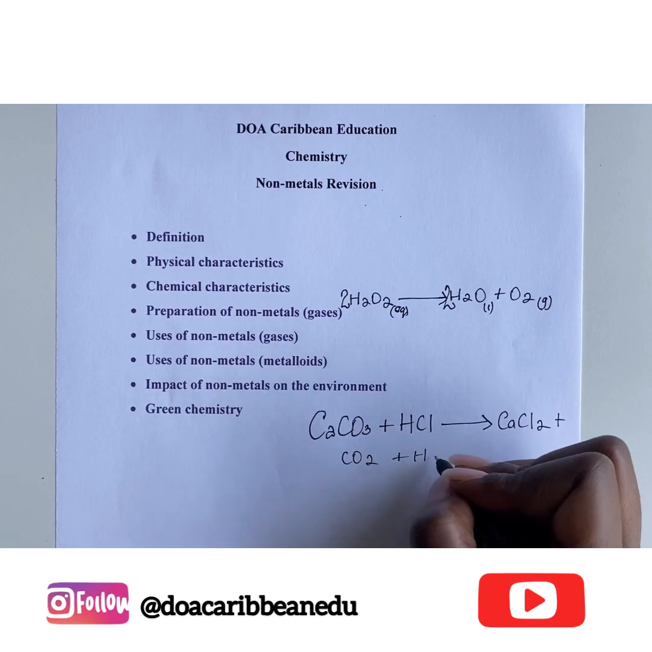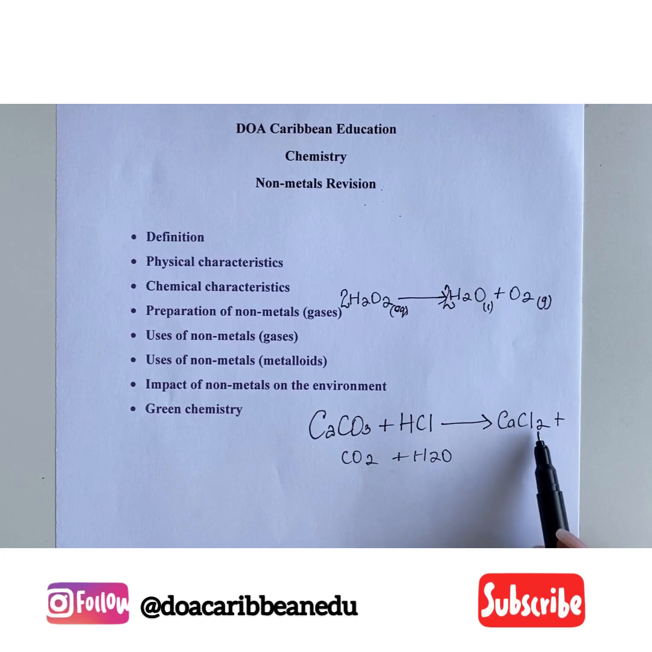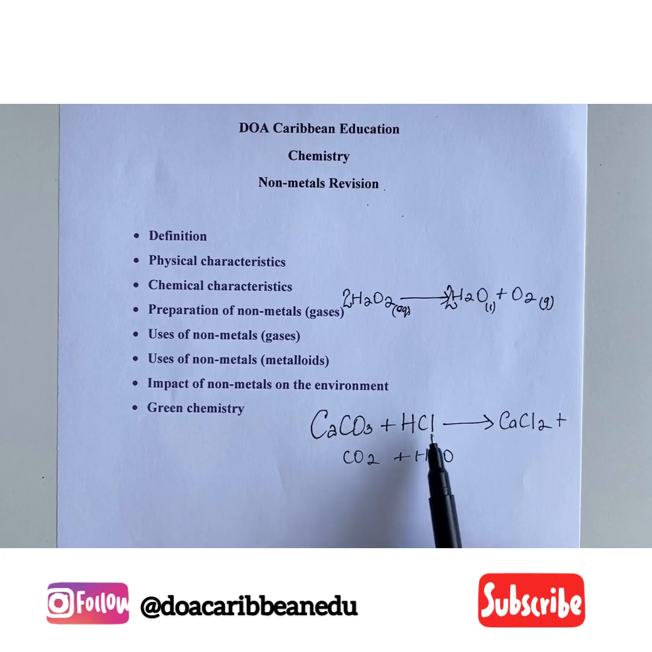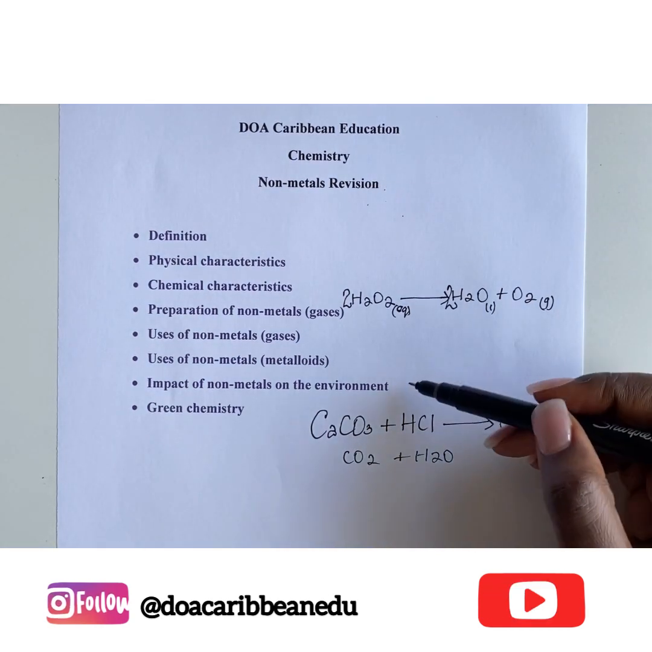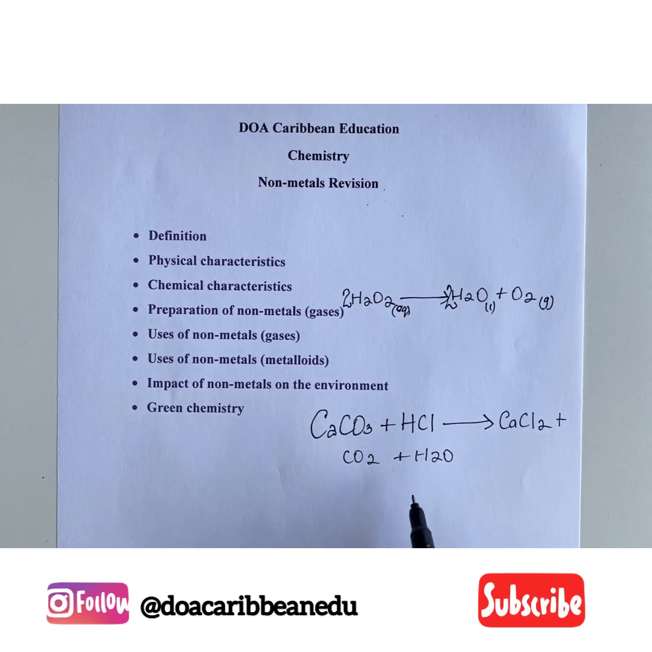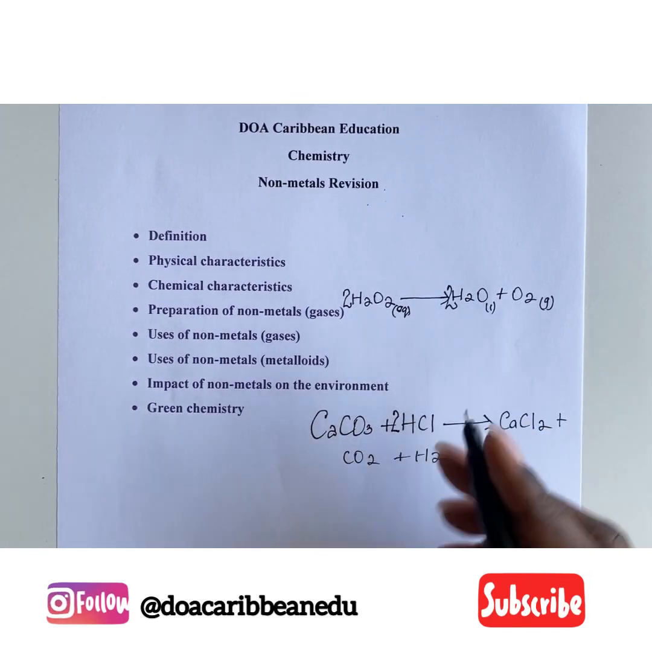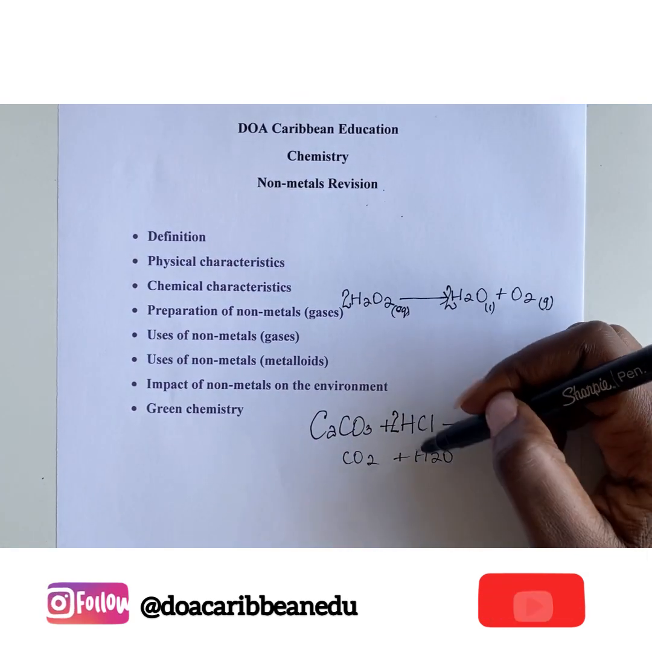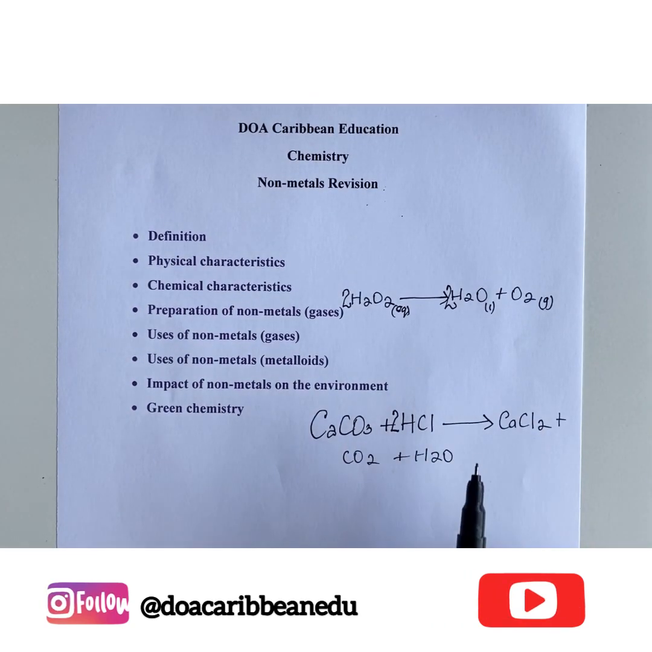We have 2 atoms of chlorine on the product side and only 1 atom of chlorine on the reactant side. Similarly for hydrogen, we only have 1 on the reactant side, but 2 on the product side. We need to balance, so we can balance that by placing a 2 here. So now we have equal amounts of hydrogen and equal amounts of chlorine.